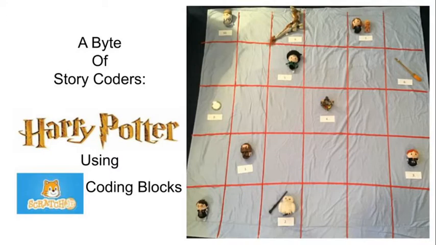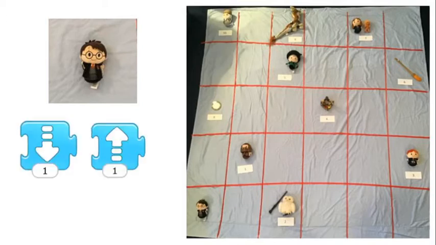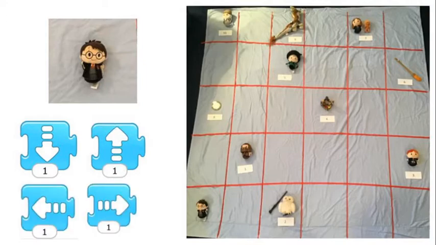of Story Coders. In this episode, we'll be retelling the story Harry Potter and the Sorcerer's Stone, using some Harry Potter toys, a story mat, and some ScratchJr coding blocks. Harry will act as our robot, and as our robot, he only understands ScratchJr coding blocks. So we want him to move. We need to pick the ScratchJr block to tell him which direction we'd like to go. We'll be using 4 different blocks: down, up, left, and right.